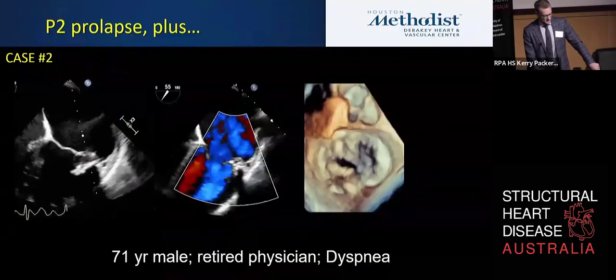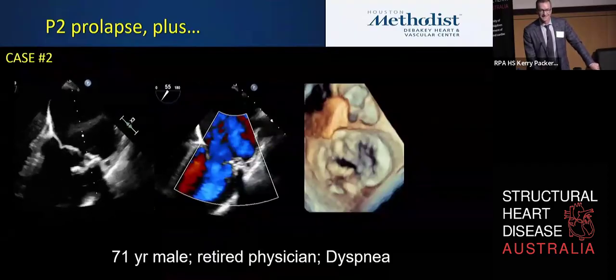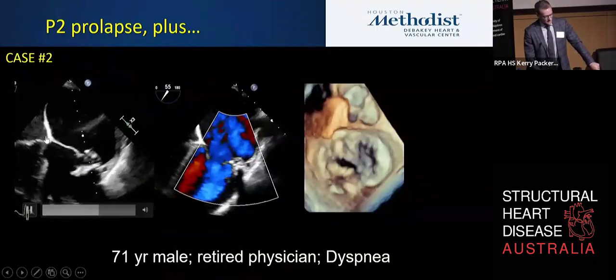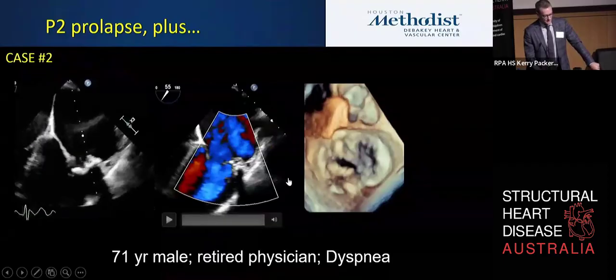This is a retired physician. Retired physicians either want to know everything or they want to know nothing. It's a difficult group. So, retired physician, dyspnea on exertion, you can look at his valve. He's got both focal prolapse and this thick shelf of calcium under his valve.